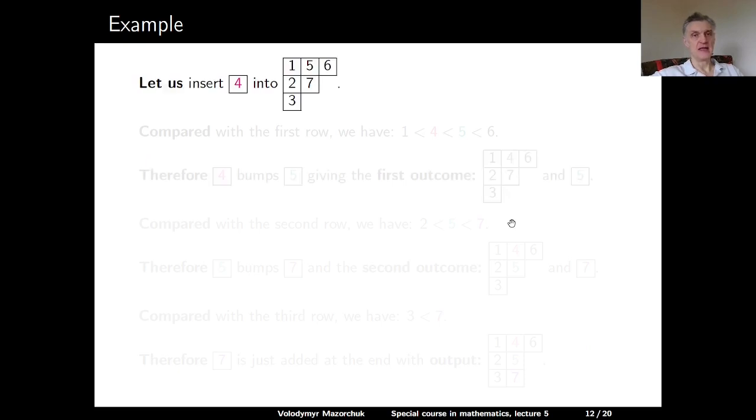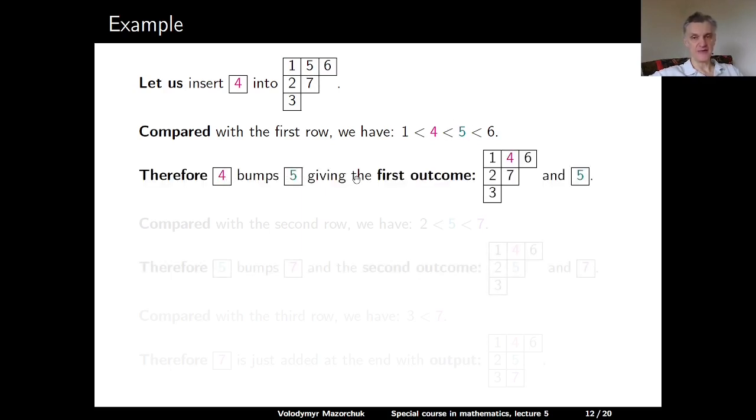Here is an example. Let us insert the number 4 into the following generalized standard Young tableau of shape 3, 2, 1. So we have 1, 5, 6, 2, 7, and 3. We start by trying to insert 4 into the first row. 4 is not greater than 6, so there will be some bumping. And the smallest number in the first row which is greater than 4 is 5. So 4 will bump 5 from the first row, and the first outcome will be 1, 4, 6, 2, 7, 3, and 5 is bumped.